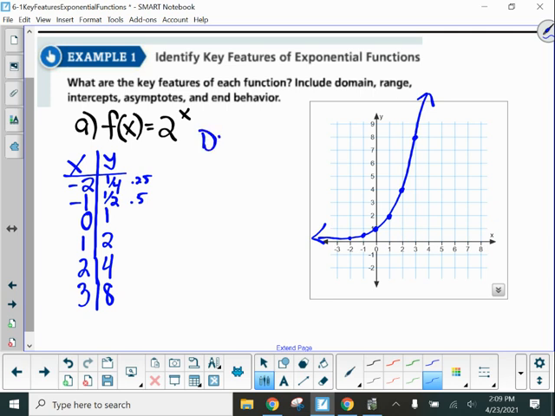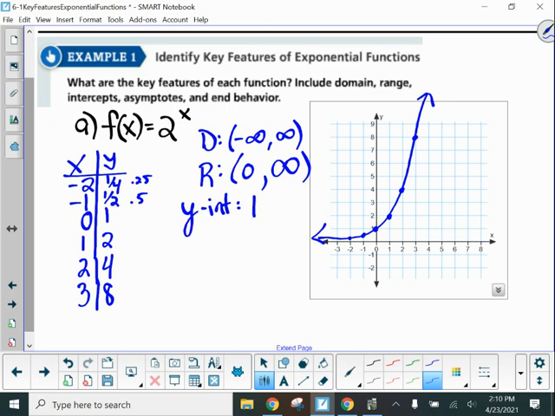So my domain here is all real numbers, -infinity to infinity. My range: the lowest y value we go down to is approaching 0. It never actually equals 0, so I need a parenthesis there instead of a bracket, and then it goes up to infinity. We need to name the intercepts. This one does not have an x-intercept, but it does have a y-intercept, and that y-intercept is 1. That's what you get when you plug in 0. So x-intercepts, there are none.